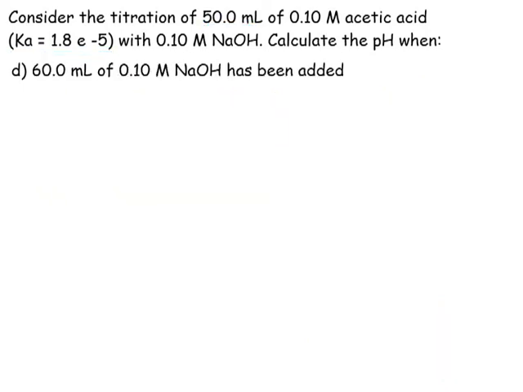Okay, and now we're finally here. Our last problem. Now we want to find the pH when 60 milliliters of 0.1 molar sodium hydroxide has been added. Well, let's think about it. This time around, there's going to be more base than acid. So let's go back to the reaction we've been going over and over again: OH minus plus acetic acid makes acetate and water.